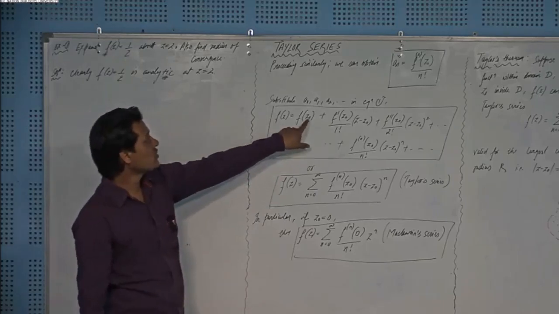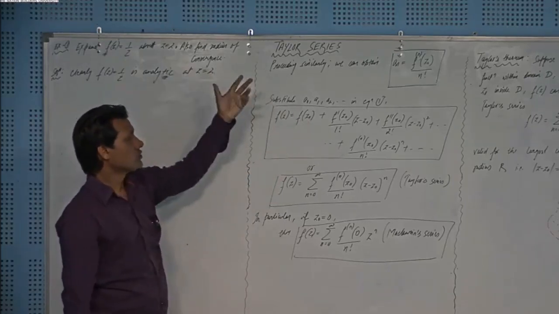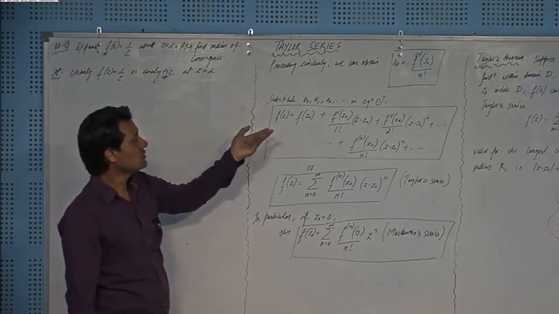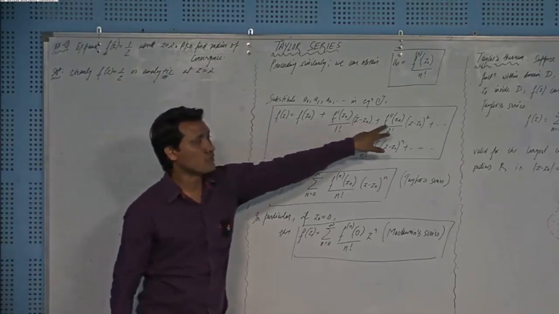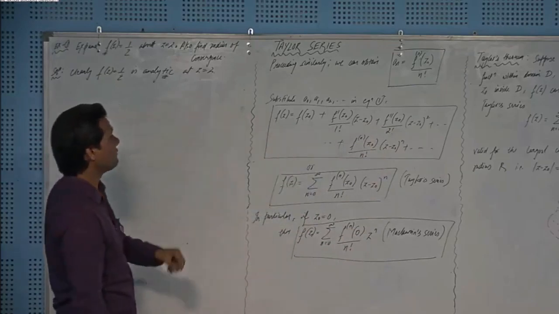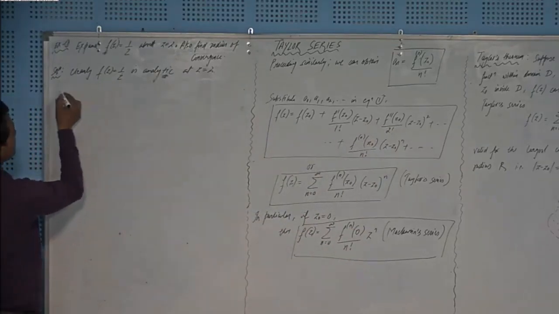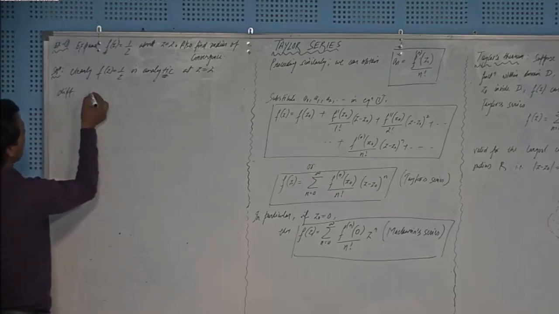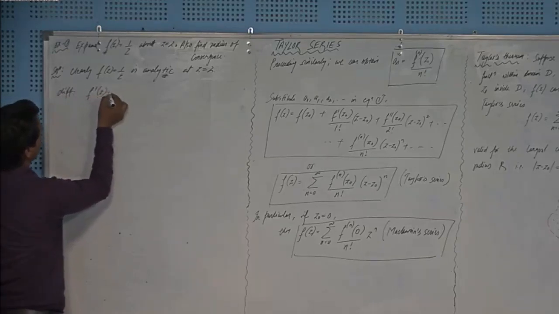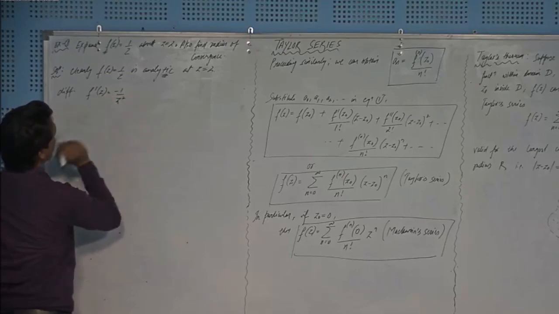You have this z naught is known to you, that is true. So ultimately our work is to find these derivatives of f, and then evaluate those derivatives at this point z equal to 2. So I will start with this f(z) and differentiate it. I will get f dash z, that will be equal to minus 1 over z square.